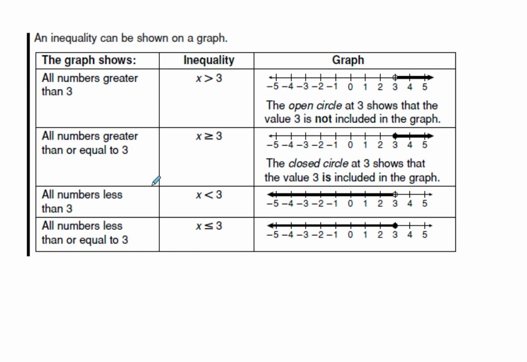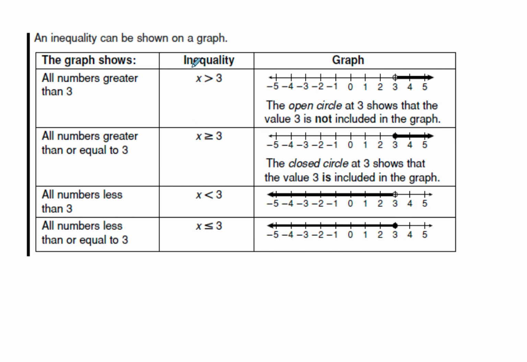The next one, we need to shade all the numbers greater than or equal to 3. Here we have an extra little line underneath it. That means 3 could be a solution. So we have a closed circle shaded in here that shows that 3 is included in your graph. It could be a solution. On the next row, we've got x is less than 3, open circle on the 3, shaded to the left. All of these are numbers that are less than 3. And then on the last one, all numbers less than or equal to 3. Again, because it could be equal, there's a closed circle here.